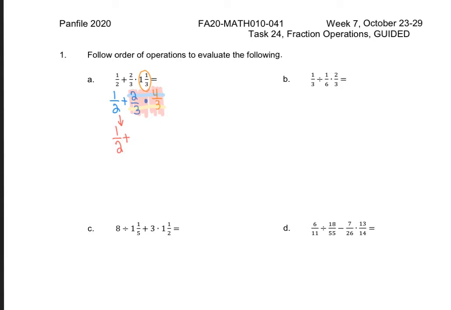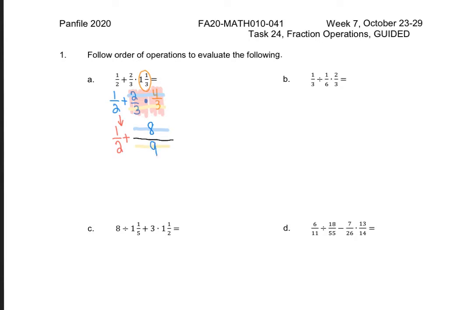Now I am going to do my multiplication. So I'm going to do the 2 times 4. And if you're color coding, I'm going to do my top. I'm going to do my bottom here. And then I have my fraction bar here. So I have my 2 times 4, which gives me my 8 on top. And then I have my bottom 3 times 3, which gives me my 9 on the bottom.